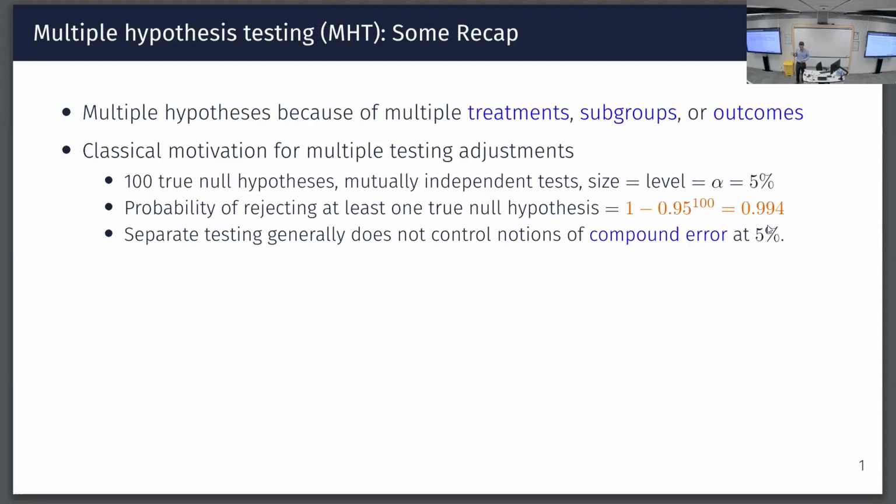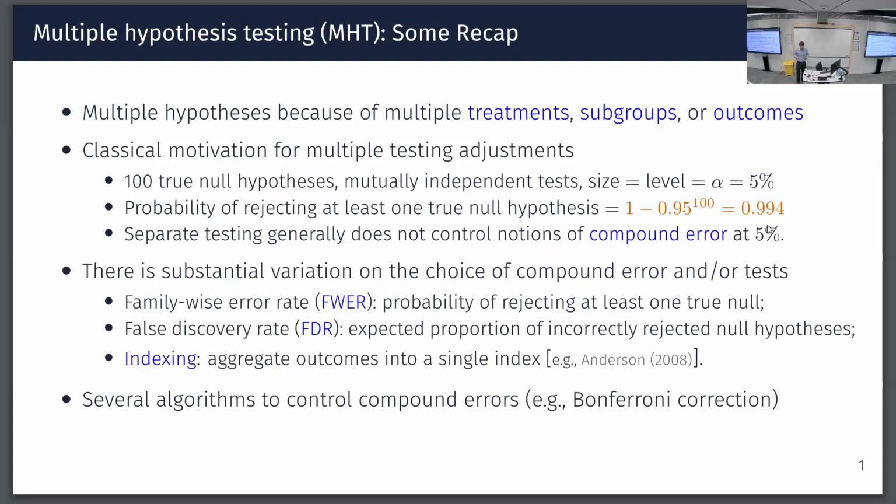There is some intuition that if we want to test for many hypotheses, then we would like to adjust inference accordingly. So if we have 100 tests, then maybe the probability of at least one false rejection is going to be approximately 1 if these tests are independent. The idea behind the multiple hypothesis testing that we see in practice is that, given a notion of compound error, I'm going to give you an algorithm that can control that.